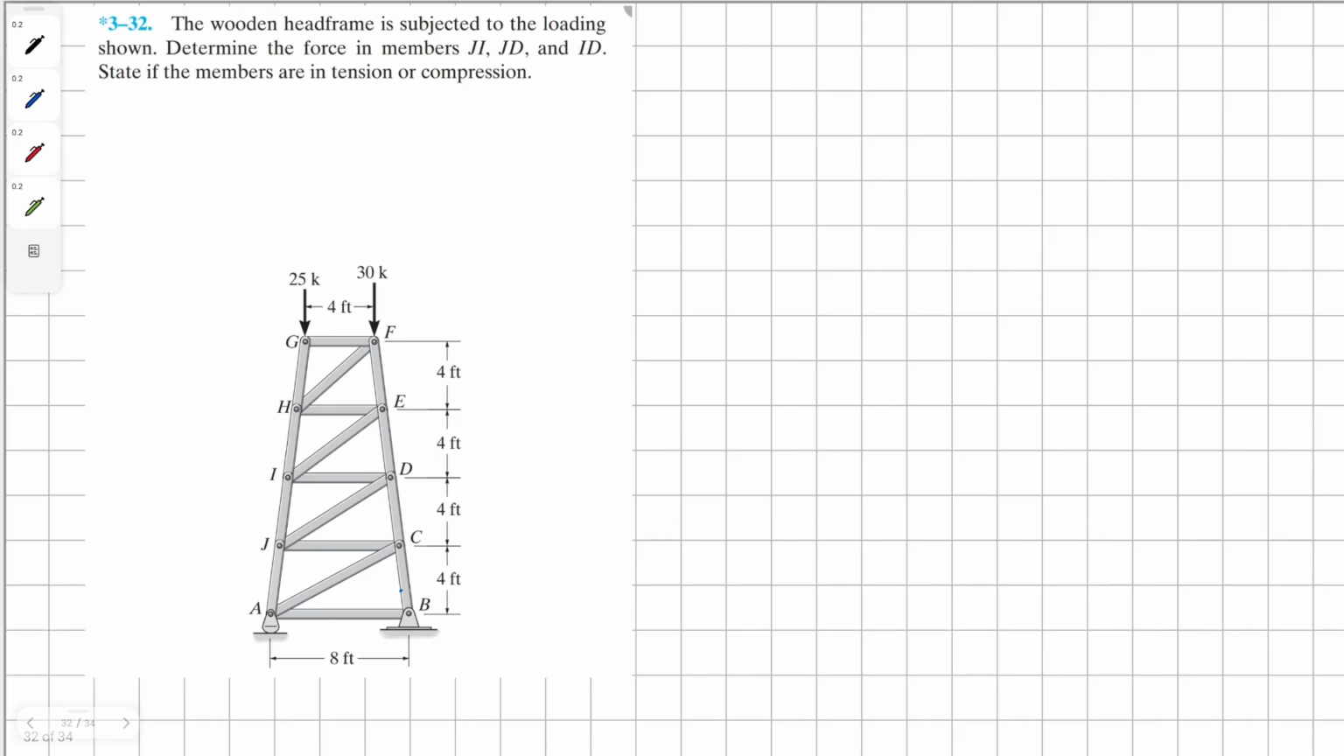The wooden head frame is subjected to loading shown. Determine the force in members JI, JD, and ID.